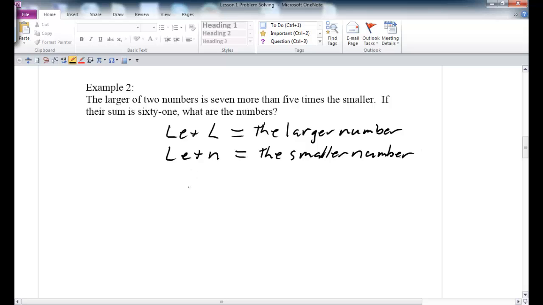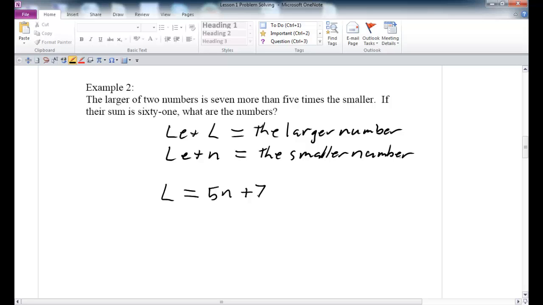The larger of two numbers, we said the larger was L, is, there's our equals, 7 more than 5 times the smaller. So I would put 5n plus 7. Remember that the 5 and the n side by side means 5 times the n. So that's 5 times n and then 7 more. Okay, so that's one relationship. That doesn't look like that's going to help us much because there's two variables to solve for and there's only one equation. So we've got some more information.